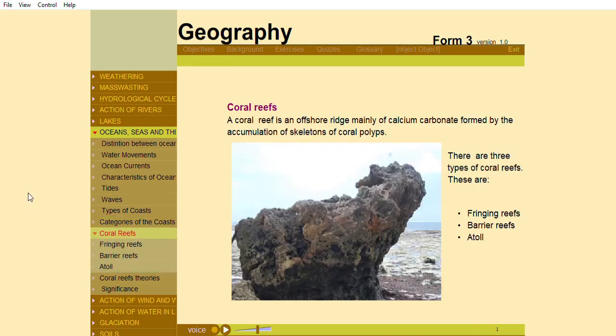Coral reefs. A coral reef is an offshore ridge mainly of calcium carbonate formed by the accumulation of skeletons of coral polyps. There are three types of coral reefs. These are fringing reefs, barrier reefs, and atolls.